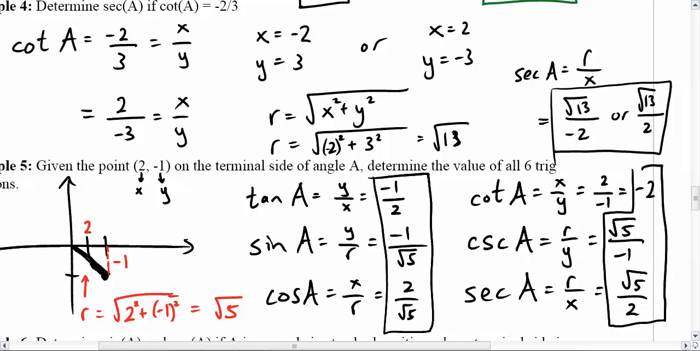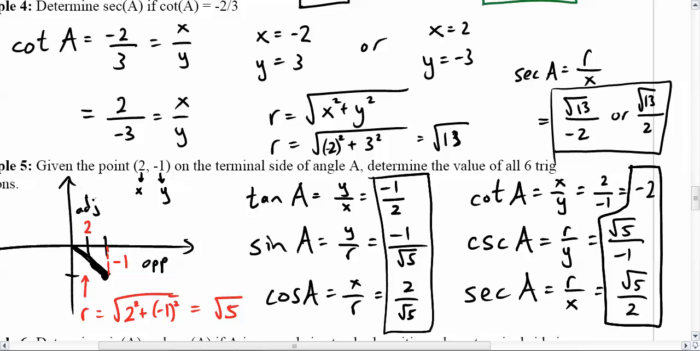We're doubling everything you need to know. X is the adjacent side, and y is the opposite side. And r is always the hypotenuse, and the hypotenuse is always positive.